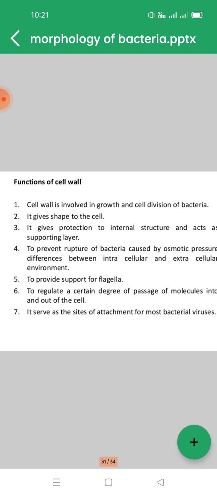Then it regulates the inflow and outflow of molecules, which is regulated by the cell wall only. Next, it provides attachment for most bacterial viruses. So these are a few functions of the cell wall. To recap, it gives shape to the cell, it is involved in growth and cell division, and it gives an internal structure and supporting layer. Then it prevents rupture by osmotic pressure, it provides support for the flagellum, and it regulates the inflow and outflow of materials.